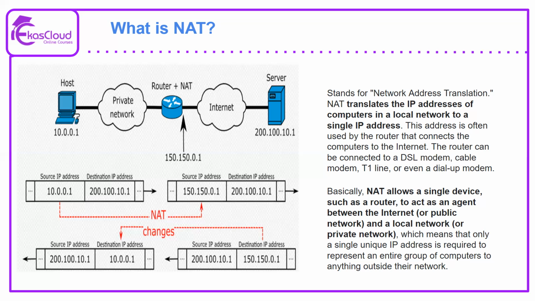For explanation purposes, we are treating this as a Google server, which is, say, 200.100.10.1. That is, for the explanation purpose, the Google server IP address, but in reality it is not. So how does the data packet travel all the way from host to server? That is where NAT comes into the picture.